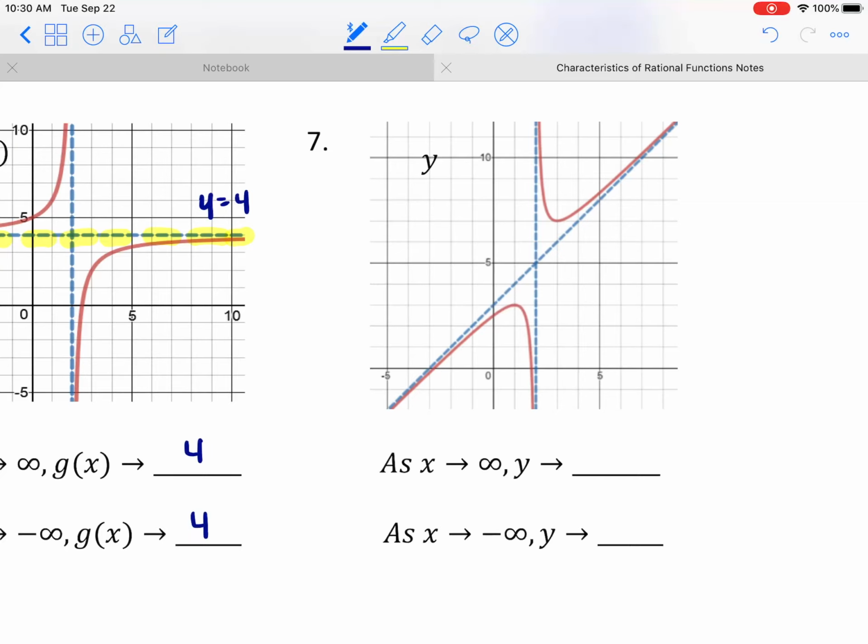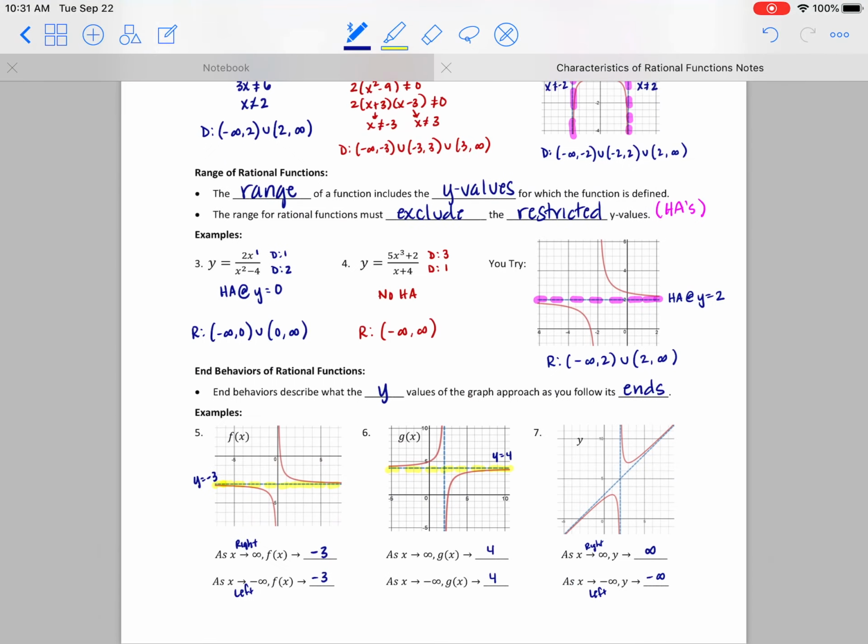So here, as we go to the right end of the graph, this guy, we said those were going up toward positive infinity. And then as we go to the left, this guy down here, these y values are going down toward -infinity. So if you have a horizontal asymptote, your ends should approach that horizontal asymptote. If you don't, then most likely your ends are either going up or down forever, and that's what we see happening with the oblique in number 7.